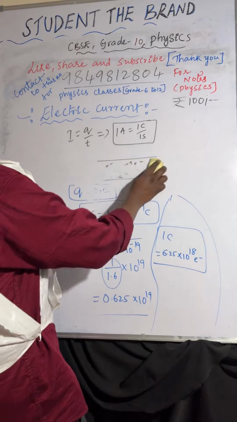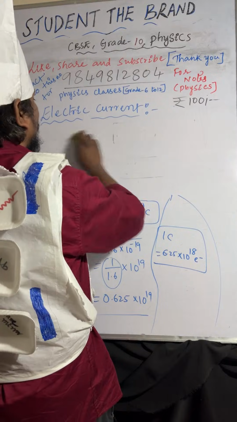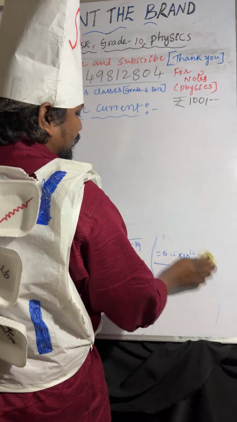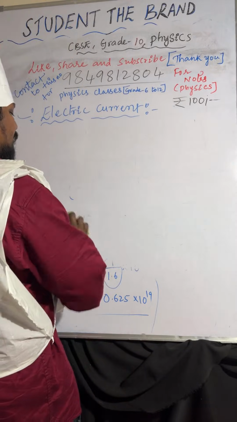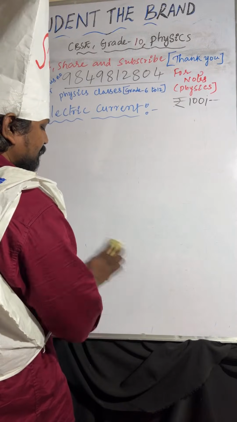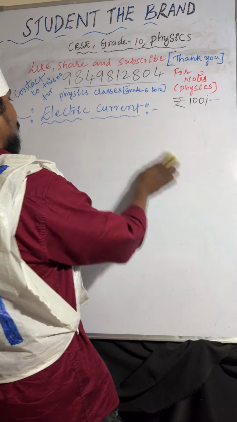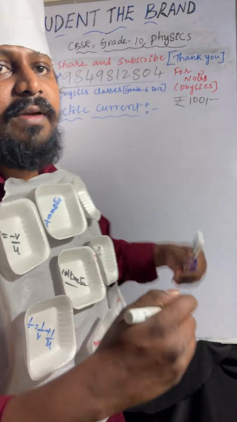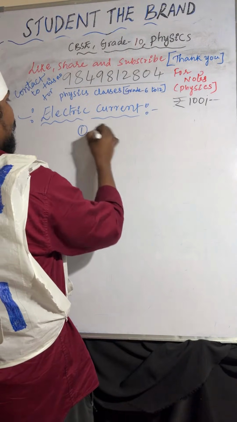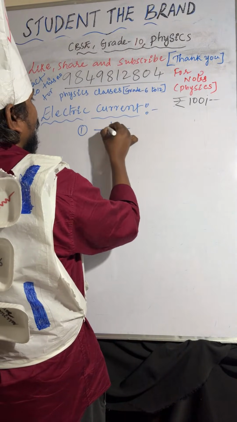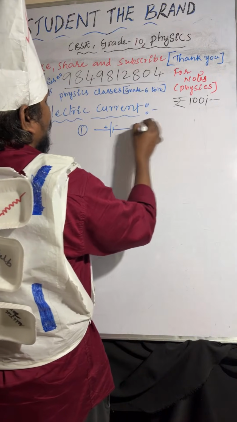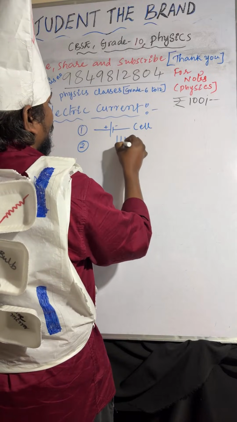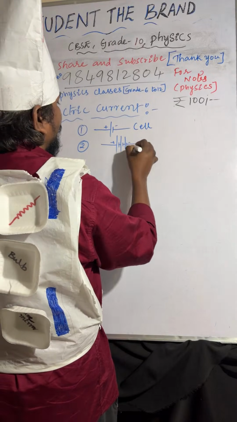That is about quantization of charge and electric current. Now we will discuss electrical elements. The first one is the cell, with a positive terminal and a negative terminal. The second one is the battery, also with a positive terminal and a negative terminal.